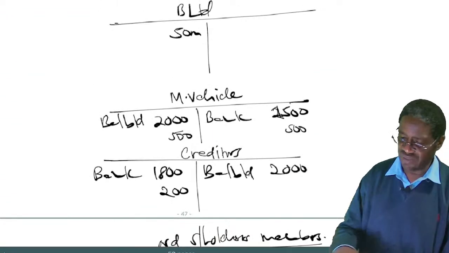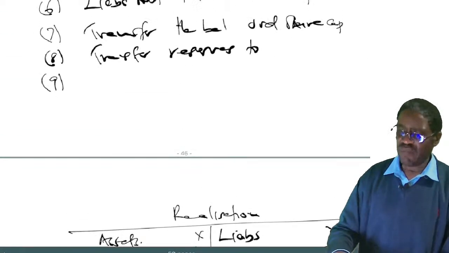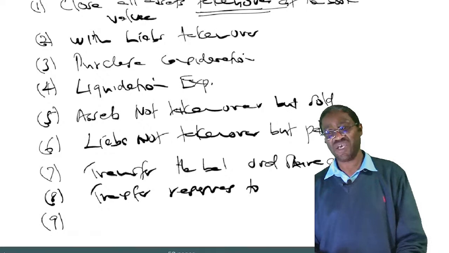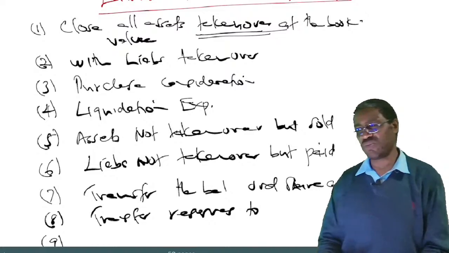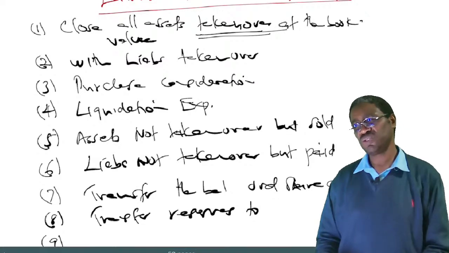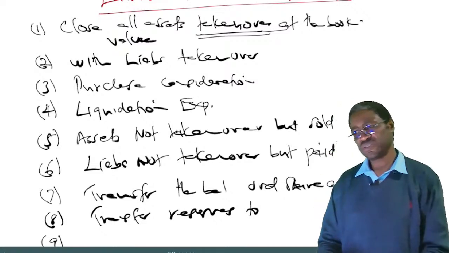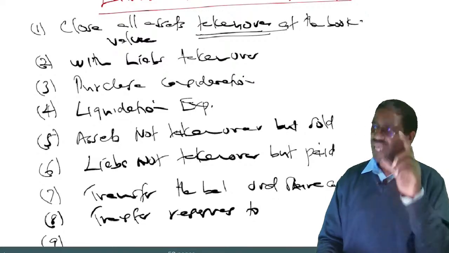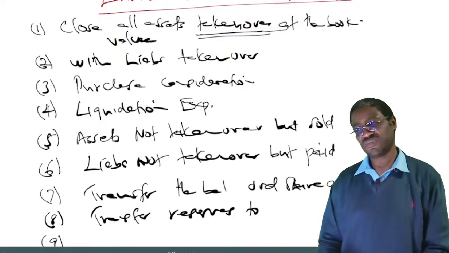Let me go to number 9. For entry number 9, I want to take you back to number 1 and number 5. Number 1, I told you, close all assets taken over. That's what we said. Number 5, with any assets not taken over but sold.